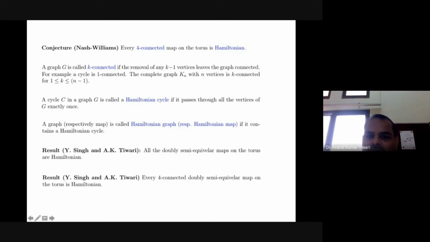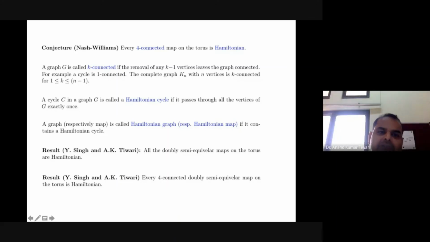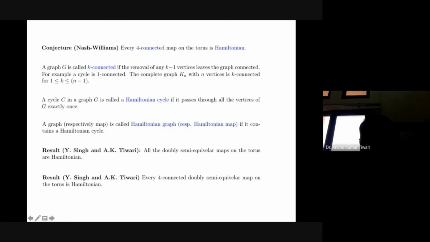Now, what does 4-connected mean? Generally, a graph is called K-connected if we remove any K minus 1 vertices and yet the graph remains connected. Of course, if a graph is K-connected, it is also K minus 1 connected, K minus 2 connected, and so on.